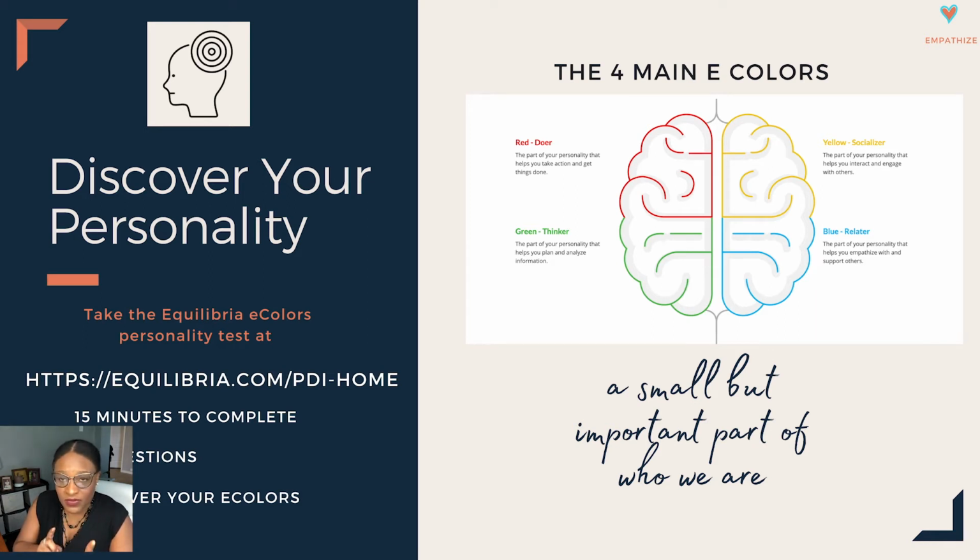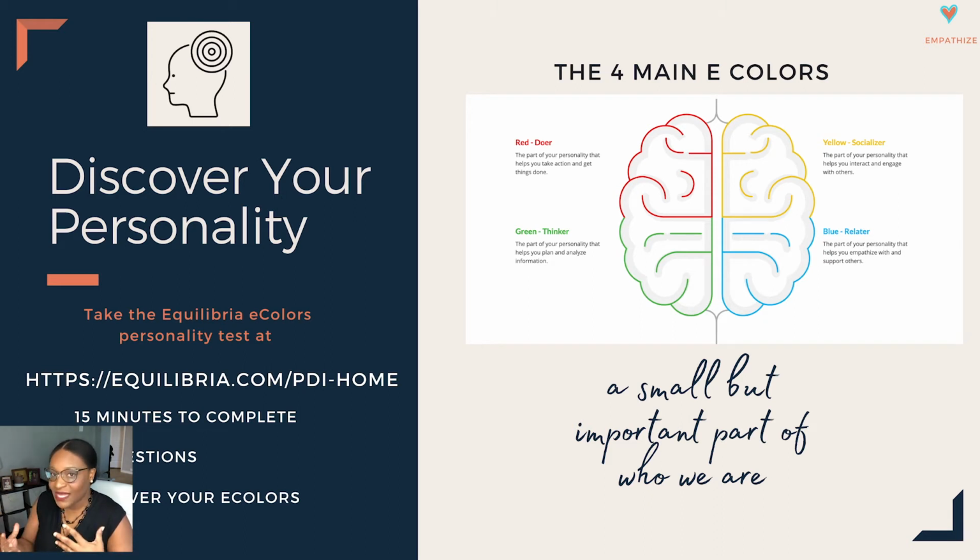So let's start with the personality. To give you a little more detail, the Equilibria page, the personality test, is driven around color systems. There is a 4-color system, and if you look at our screen here, you'll see a picture of the 4-color system. It basically chalks up who we are into 4 different domains. Those 4 domains are the red side of our personality, which is the doer side. This is the part of your personality that helps you to take action and get things done.